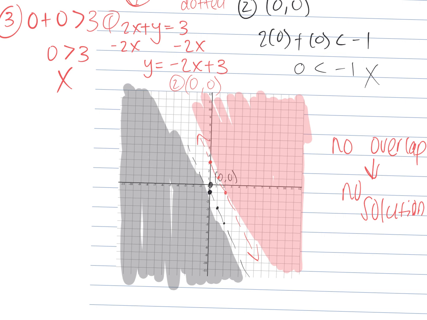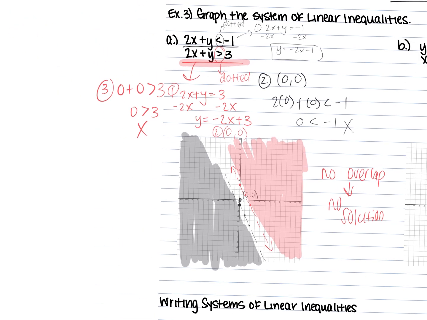Correct. Well, no, not necessarily. Because what if the red one was shading in this direction? Wouldn't we have overlap here? Yeah. Okay? So be careful. It definitely depends on which way you're shading. Just because the lines are parallel does not mean that there's no solution. Okay, any questions on this one?